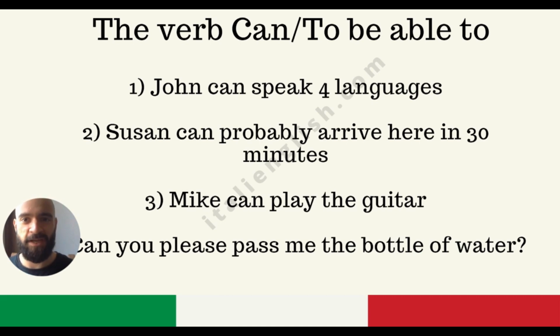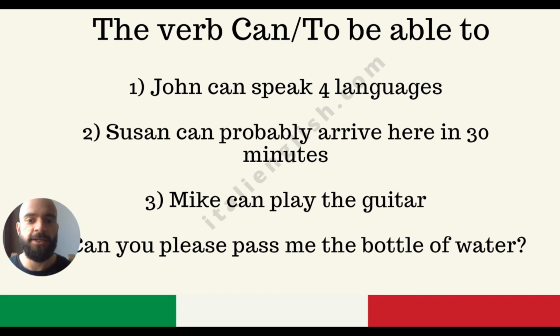So John can speak 4 languages. Let's do the breakdown here. There is a subject, John, and we're saying that this guy is capable of doing something, which is speaking 4 languages, which is a skill. So here we will translate it with sapere, which is can with skills.